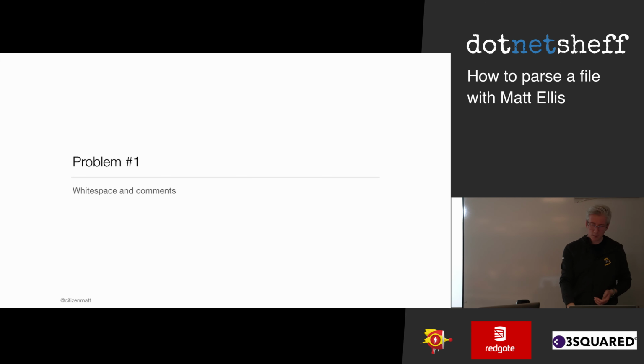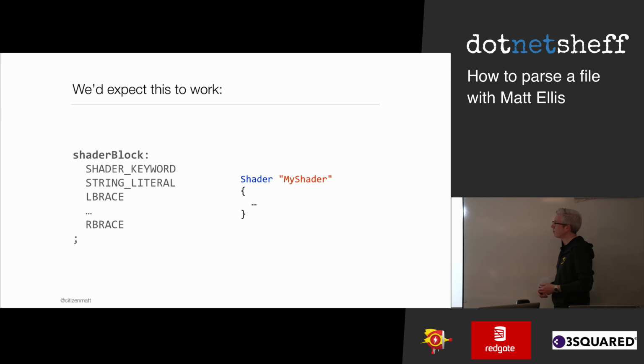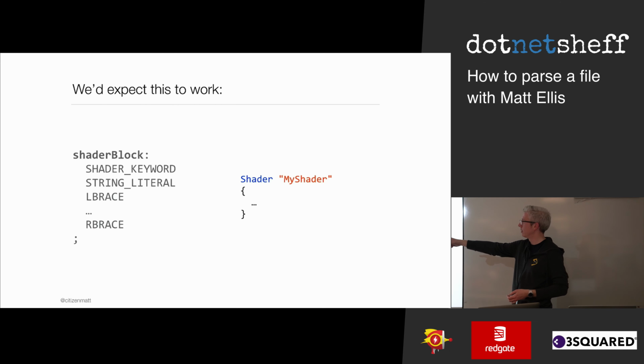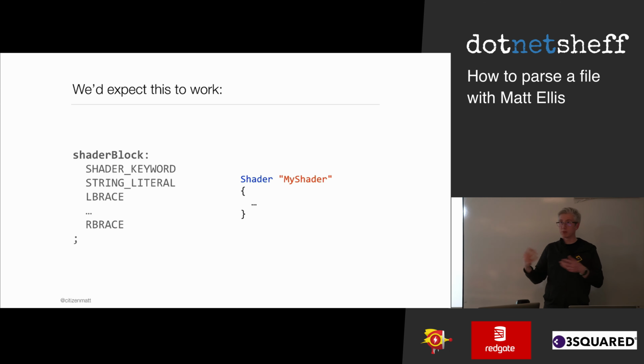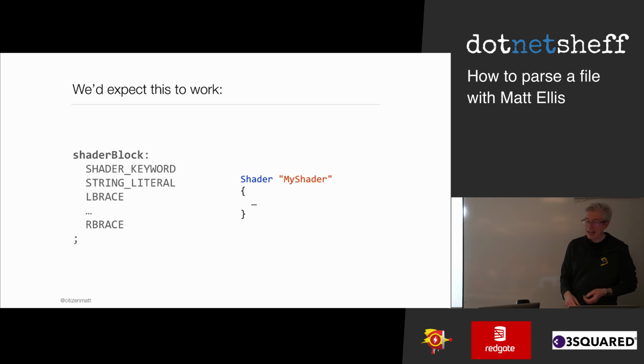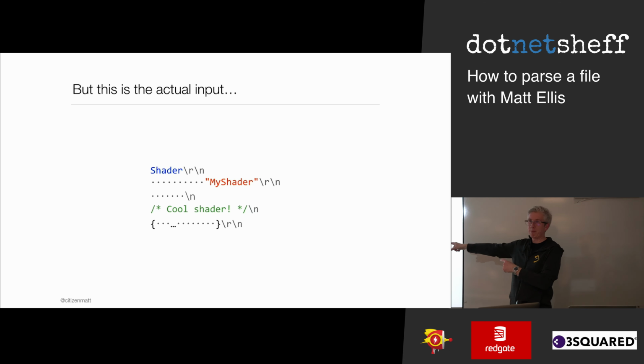So the first one is whitespace and comments. We'd expect this to work. There's our grammar, a shader block. It's a shader keyword, a string literal, left brace, some stuff, and a right brace. And that's what we've got in our actual file: the shader keyword, string literal, left brace, some stuff, and right brace. But that's not the actual input we get.